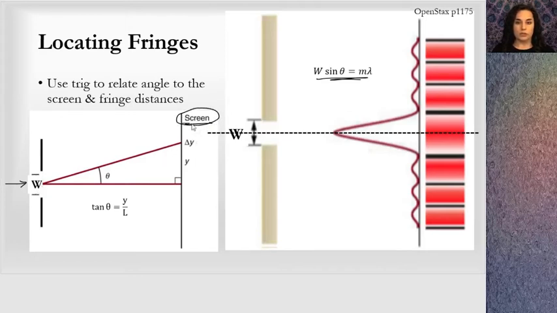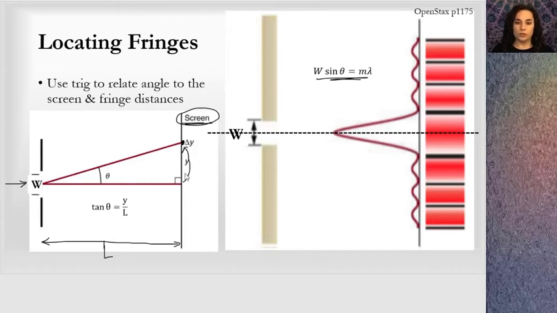You can see that there's a screen here. And what they're going to do is tell you or ask you for, depending on the problem, the distance from the slit to the screen, which we're calling L. That's usually called L. And then we also consider the distance up to the dark spot, and that's called delta Y or Y.